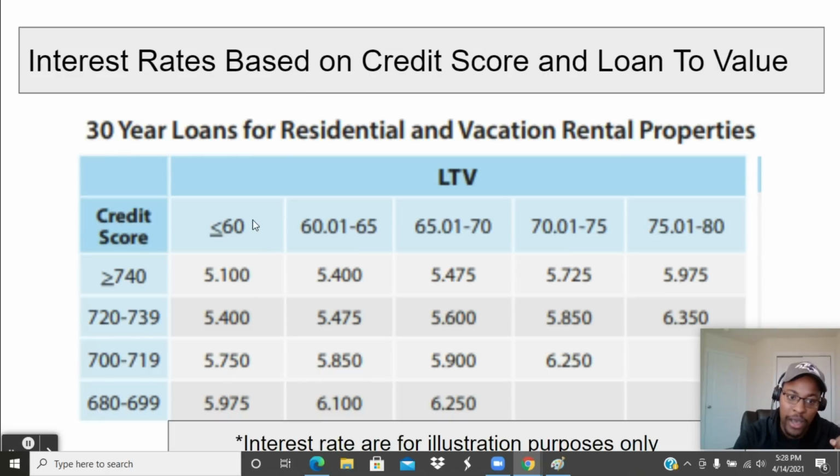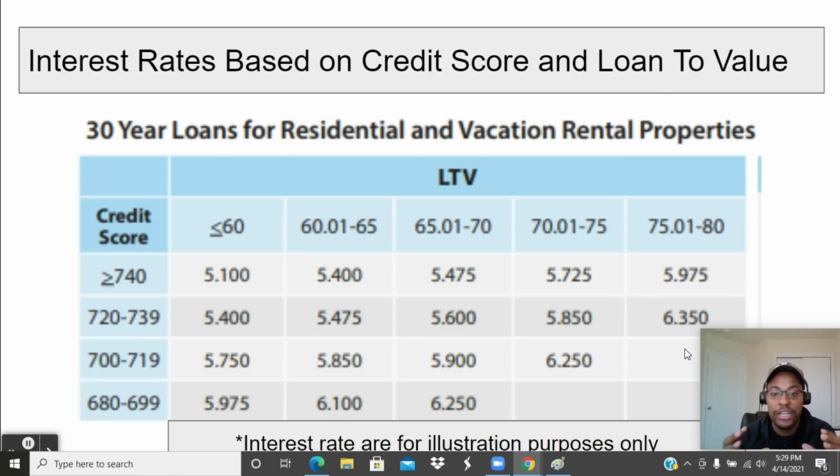So like if you're putting down 40% and your credit score is over a 740, in this illustration, you'd be paying a 5.1. But if you wanted to only put down 20%, which is at 80% LTV, then you'd be paying 5.975. And this is before adjustments, which I'll show in a couple slides. So you could kind of figure out what interest rate you'd be paying.